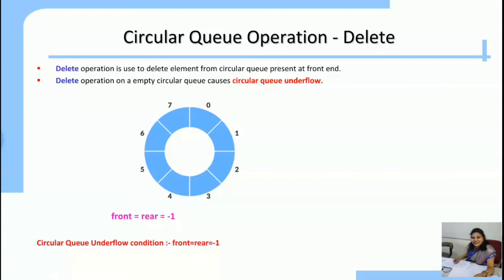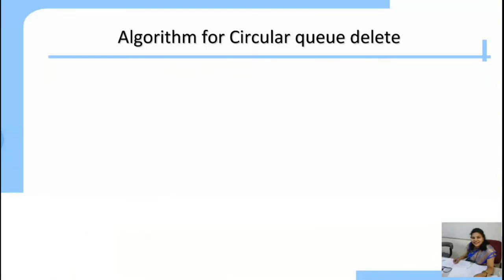So circular queue underflow condition is front is equal to rear is equal to -1. Let us see the algorithm for it. Again, circular queue delete operation is the same as the linear queue delete. Only there is one difference. What is it? If in delete operation front reaches the max minus 1 condition, that is the last position, then we again set front is equal to 0. See, in step 1 we are checking the underflow. If front is equal to -1, then we write underflow and stop, means return.